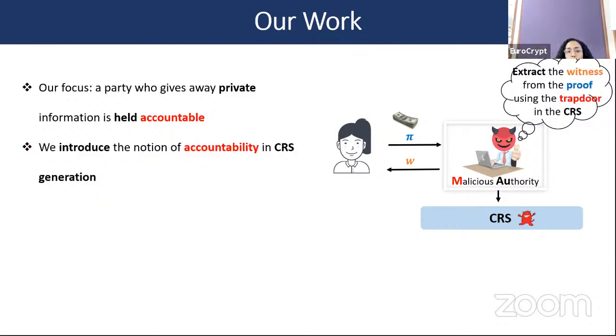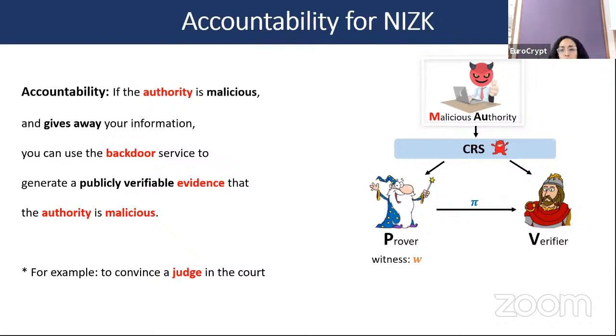So in our work, we introduced the notion of accountability in CRS generation. And we studied this notion for non-interactive zero knowledge and for two-party computation. In the rest of the talk, I will focus on accountability for non-interactive zero knowledge. So what does it mean? Accountability says that if the authority is malicious and gives away the private information, then we can use the backdoor service in order to generate a publicly verifiable proof.